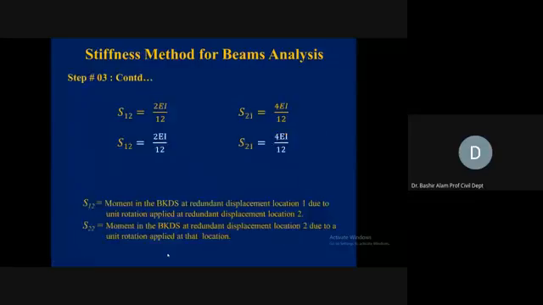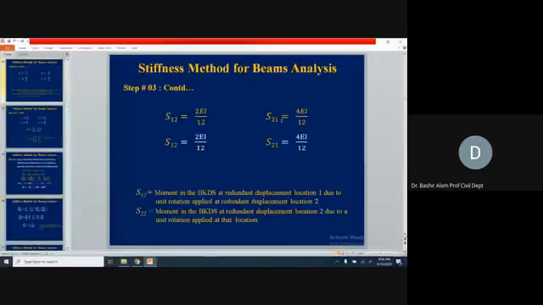Okay, so now let's see S12. You see here it is 2 EI divided by 12, so it is final now, 2 EI divided by 12. And this one should be S22 actually, so let me make this correction. So this is now S22, which is 4 EI divided by 12. This is final now, so S22 is 4 EI divided by 12.